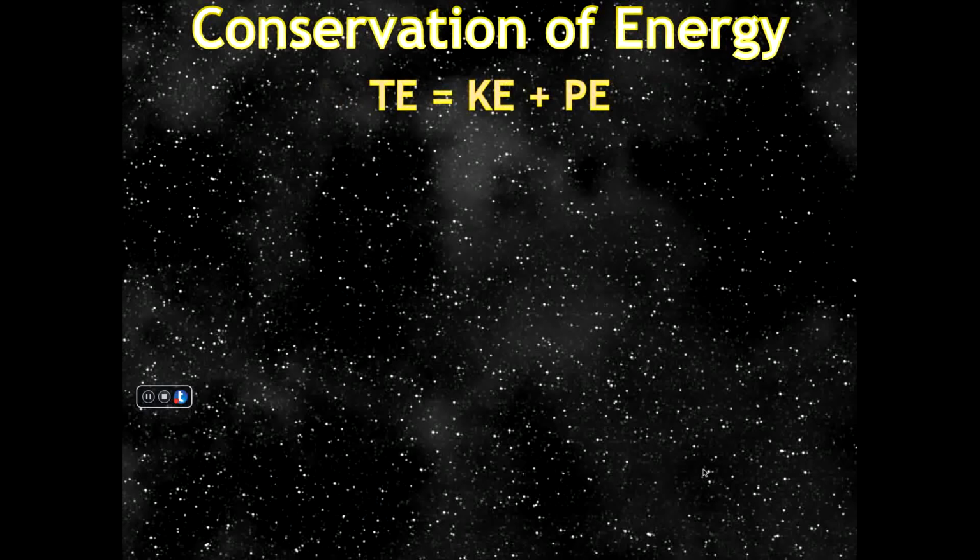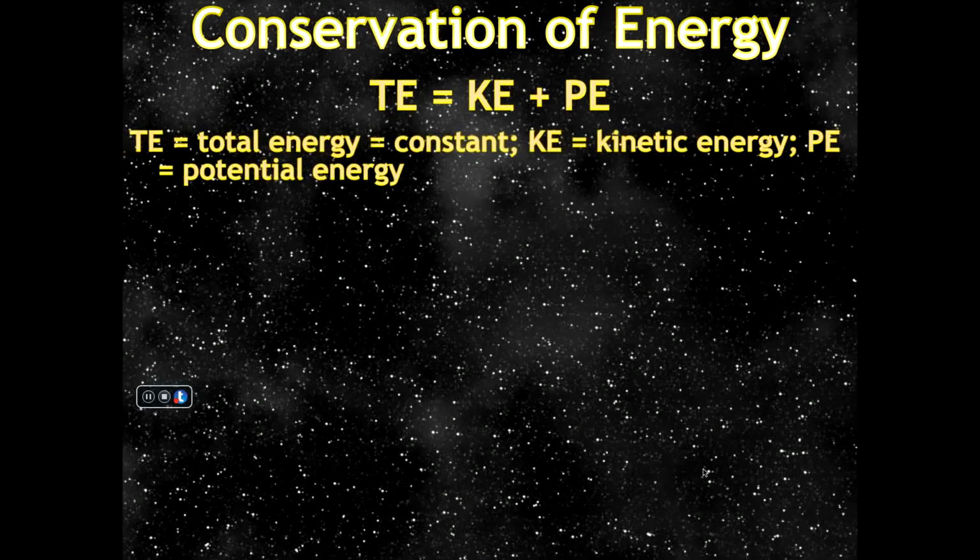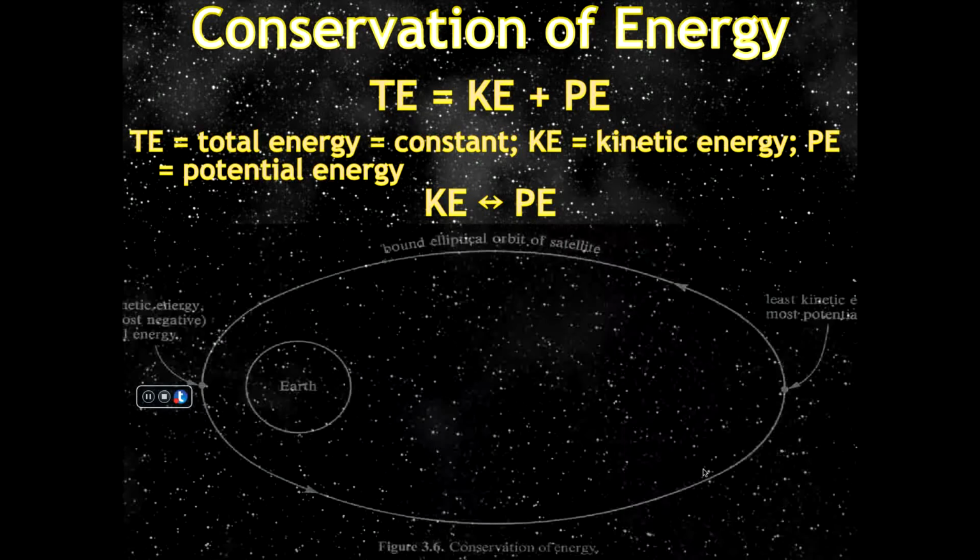So with conservation of energy, TE is the total energy. You have kinetic energy and potential energy. And basically, for a bound orbit, TE is negative. You have a lot less energy than you need to escape. If you have positive energy, then you can escape. You have enough kinetic energy to overcome gravity. But all the time, while you're in orbit, you're exchanging kinetic energy and potential energy.